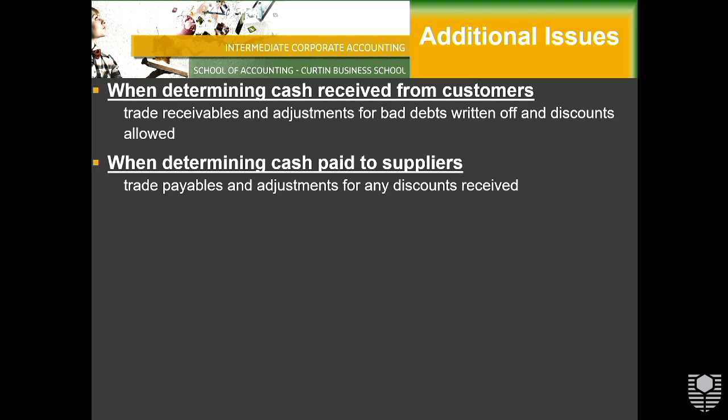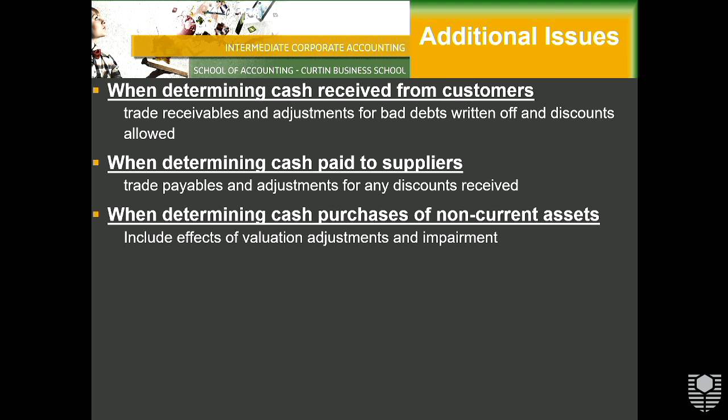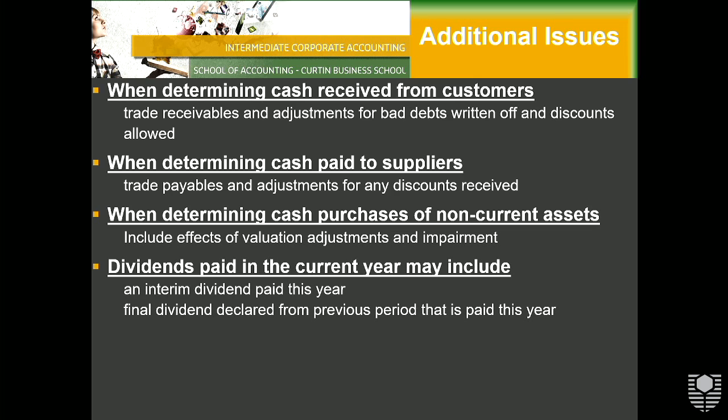So looking at your cash paid to suppliers, you've got other adjustments for discounts received. Looking at your purchases of non-current assets, there are potentially effects of valuation adjustments and impairment, so they need to be considered from time to time when you're recreating any of your asset accounts. If there's been any valuation adjustments or impairments in there, they might need to be included to work out cash components for new purchases, if you're recreating accounts.